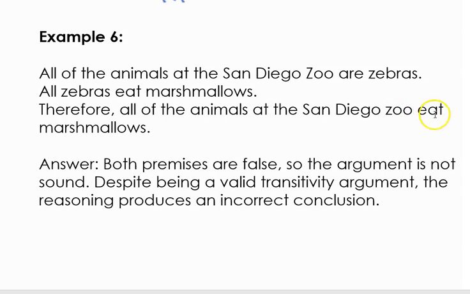All of the animals at the San Diego Zoo eat marshmallows. Both premises are false, so the argument is not sound. Despite being a valid transitivity argument, the reasoning produces an incorrect conclusion. So if I just gave you a homework problem that says create a valid transitivity argument, this would be fine. This original three statements here would be fine. But if I asked you to produce something that has a true conclusion, this is not a sound argument.